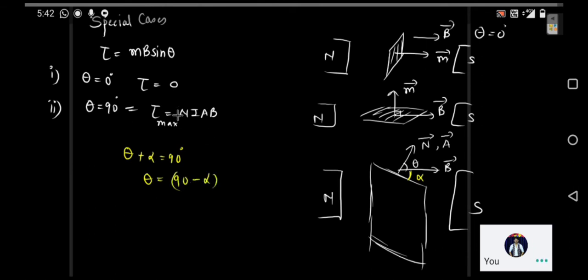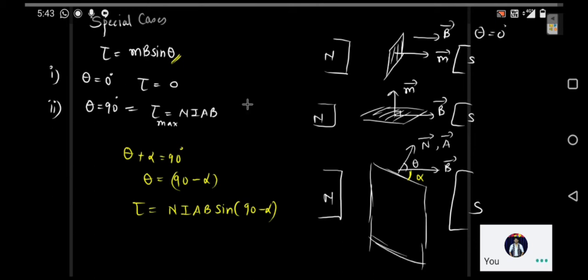So how will your expression change? Tau will become NIAB sine of 90 minus alpha. So you have to see, when the problems are given, which angle is given to you. What angle are we using in the formula? We are using the angle between the magnetic dipole moment, or the area vector, and the magnetic field. That is the angle we are using in the formula. So if the angle between the plane and the magnetic field is given to you, then you will have to subtract that angle from 90 degrees and then use that new angle.